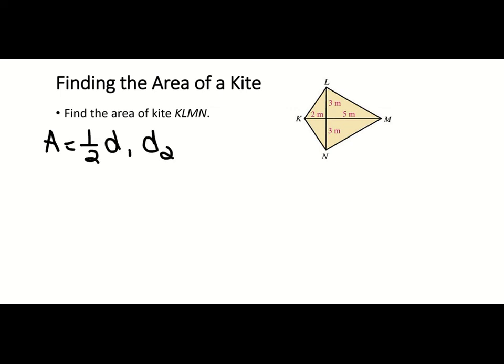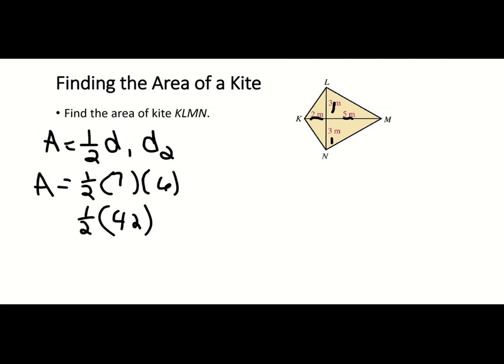So here, my two diagonals are given in pieces, so I'm going to have to add the 2 and the 5. That's going to be diagonal 1, it's going to be 7, and then the other one is 3 plus 3, so 6, times 1/2. So when I multiply, I'm going to do 7 times 6 first because it's easier. I know 7 times 6 is 42 times 1/2. So my total area is going to be 21 meters squared for the area of the kite.